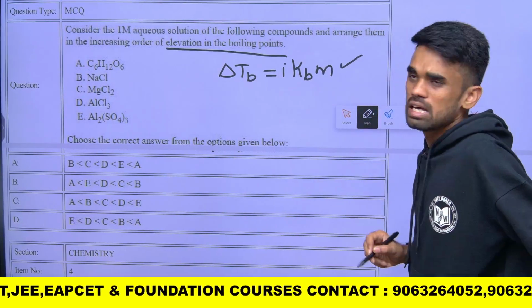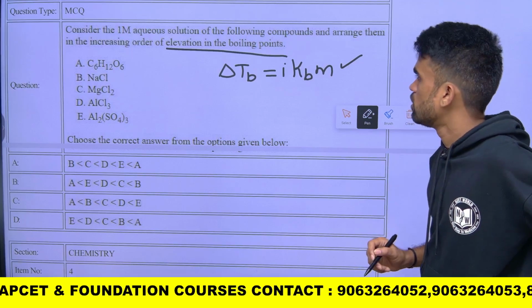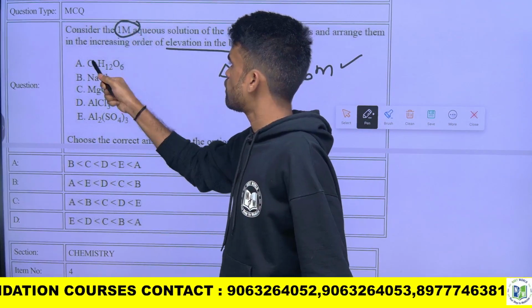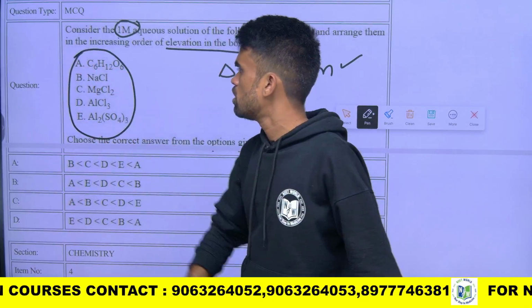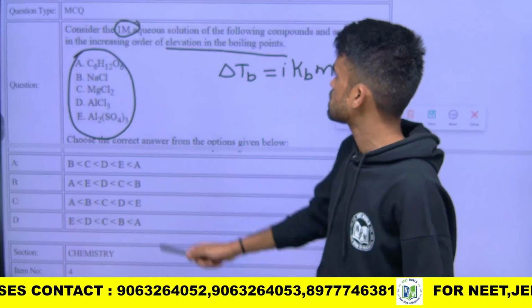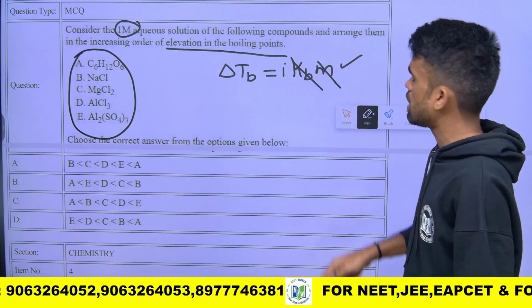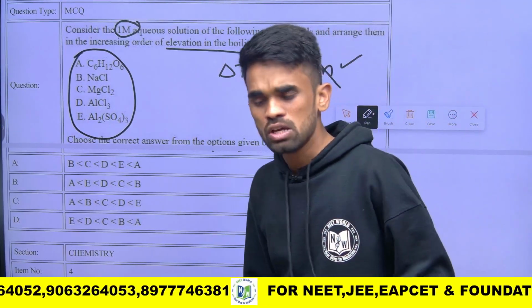And m means concentration in terms of molality. Since the concentration is given and that is constant for all, that is same for all the given options, the concentration is same. So this is same, and Kb is also constant, as the value of Kb depends only on the solvent.